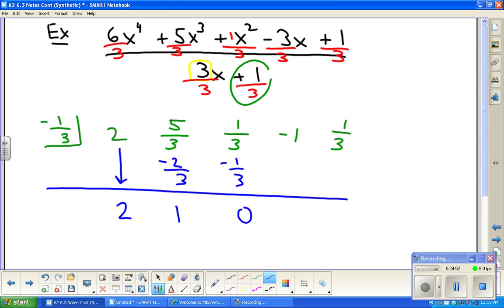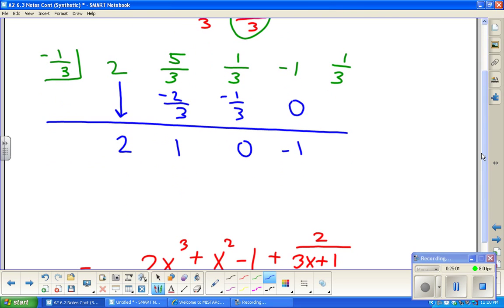Okay. 0, right? Then 0 times anything is 0. Negative 1 and 0 is negative 1. And then the negative 1 times the negative 1/3 is positive 1/3. So 1/3 plus 1/3 is 2/3. So this thing has a fractional remainder. Let me get this out of here. This is supposed to be erased.